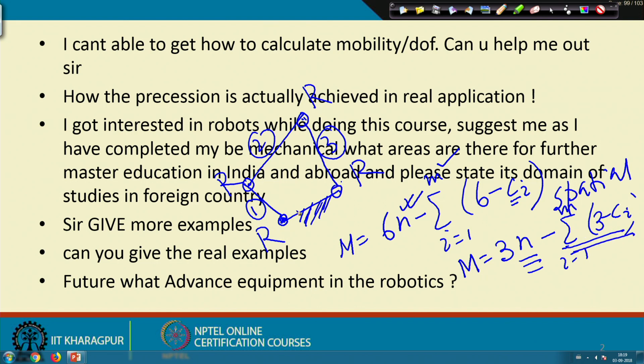Now, what should be the mobility or degrees of freedom of this 4 bar mechanism? M is nothing but 3 multiplied by 3 moving links, not 4, so 3 multiplied by 3 minus 8. This is nothing but 1. So this 4 bar mechanism has only 1 degree of freedom or 1 mobility level. This is for the planar. Similarly, for the spatial manipulator, using the corresponding formula, you can find out the mobility or degrees of freedom of a robotic system. I think this is clear to you.